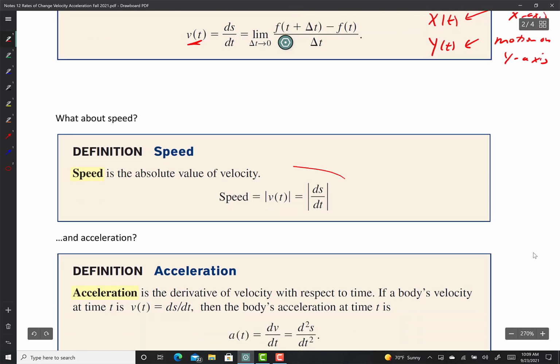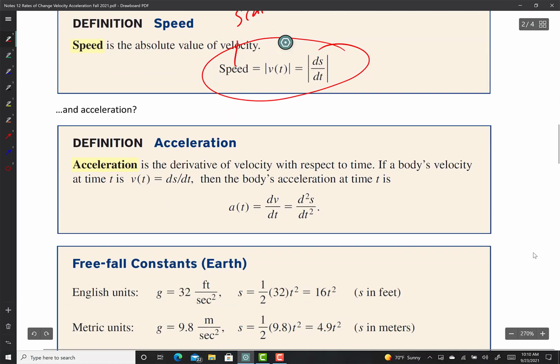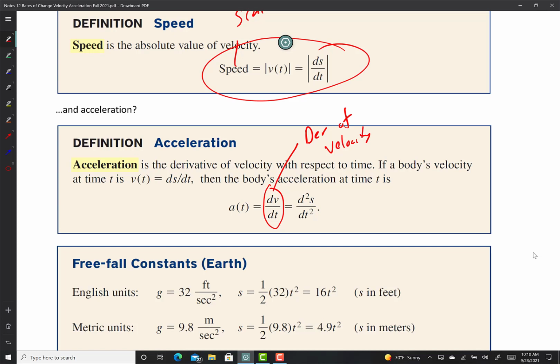So here we go. This is just a definition. Absolute value of velocity is speed, because speed does not have direction. Speed is a scalar, and velocity is a vector. And then this you already know. This here, dv dt, literally means derivative of velocity. So they're telling you that the derivative of velocity is acceleration, which we already know.